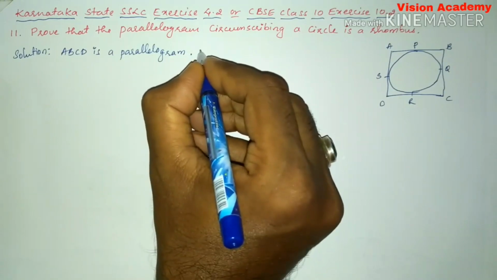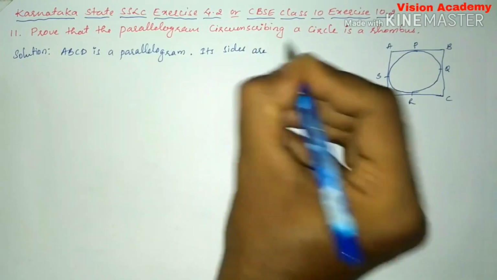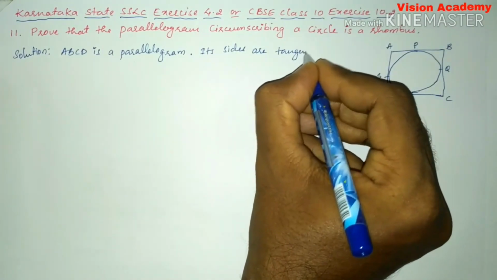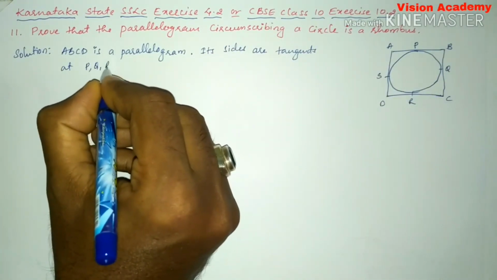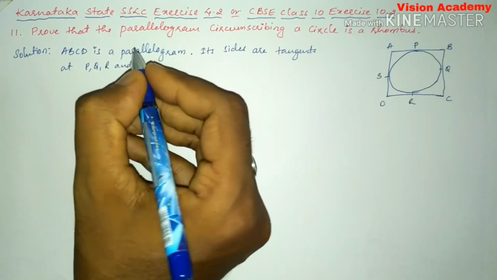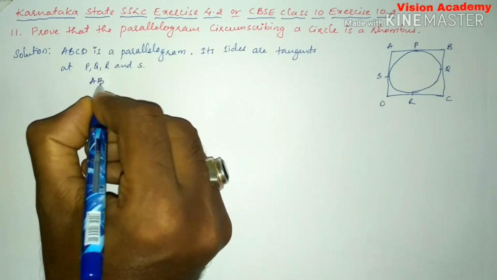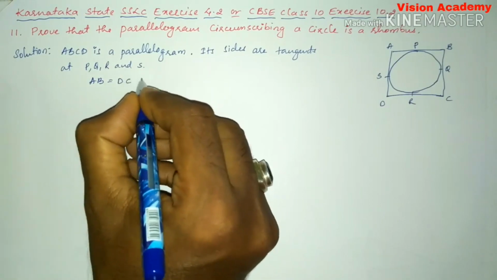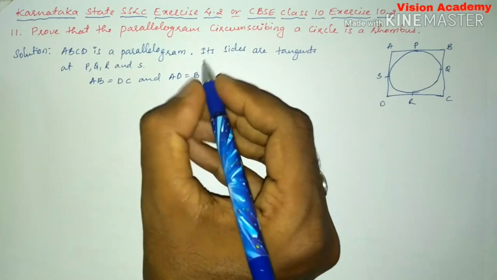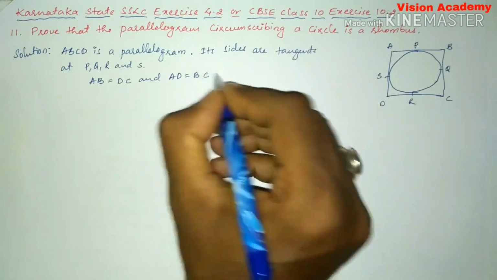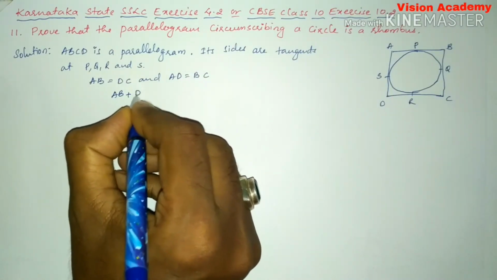Its sides are tangents touching at points P, Q, R and S. So we need to prove that ABCD is a rhombus. Here we'll write AB is equal to DC and AD is equal to BC because opposite sides of a parallelogram are equal. Now we will write AB plus DC.